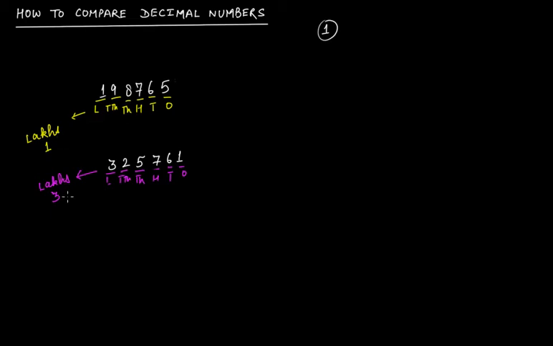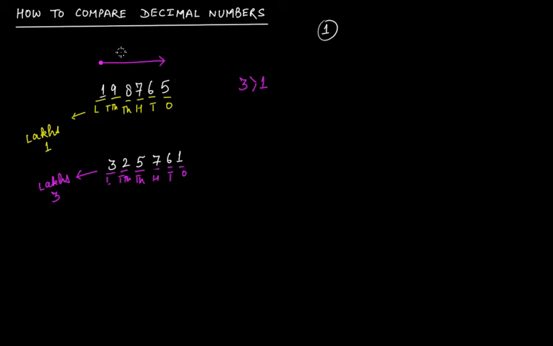So we cannot decide on the basis of that. So what we do is, starting from the highest place value and moving towards the lowest place value of these whole numbers, we start comparing the digits at the same place values. This is lakhs, this is lakhs. At the lakhs place value we have 1 in this number and 3 in this number. Of course, 3 is greater than 1. So this number will be the winner, the greater number of these two.